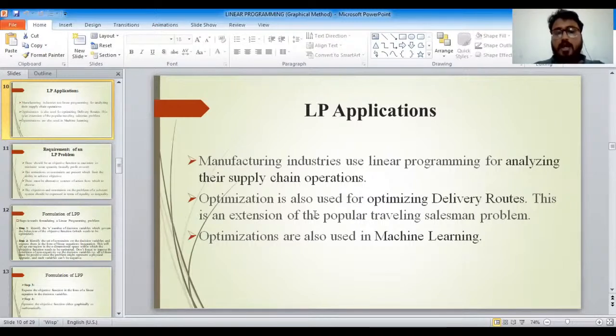Last one, optimization is also used in machine learning. Supervised learning works on the fundamentals of linear programming. A system is trained to fit a mathematical model of a function from labeled input data that can predict values from unknown test data.